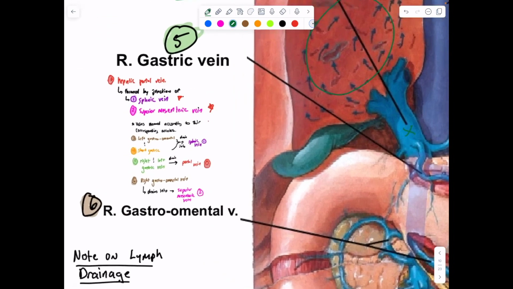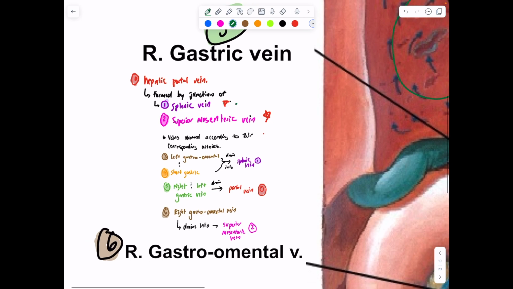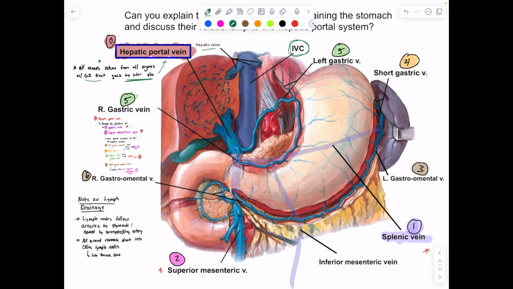Okay, and so the hepatic portal vein is formed by a junction of the splenic vein and the superior mesenteric vein. So the splenic vein coming along here, going along the splenic artery, so it's behind the stomach right here. Then we have the superior mesenteric vein, right, superior to the mesentery. And then down here we have the inferior mesenteric vein, but the superior mesenteric and splenic vein are coming together and they form the hepatic portal vein.